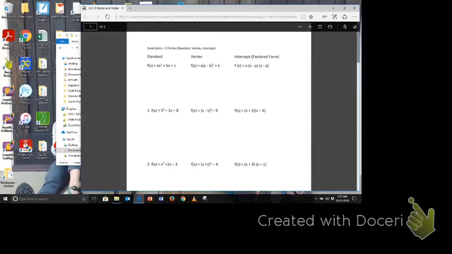This video is on the 3 different forms of a quadratic equation. So quadratics can come and look 3 different ways, even though it's the same exact equation. So standard form looks like this, right?